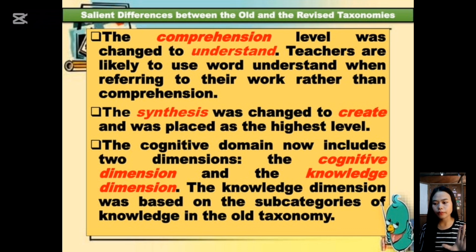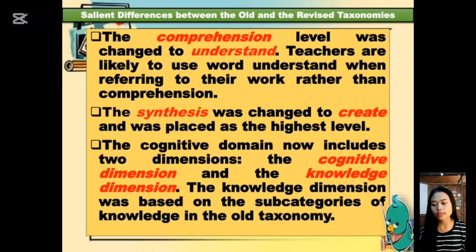So number 5, synthesis was changed to create and was placed at the highest level. So yung sa old taxonomy po, yung synthesis yung ginamit nila. And in the revised taxonomy naman, na-change po siya into create. Where yung create po, nasa highest level po siya ng thinking skills po na nasa revised taxonomy.